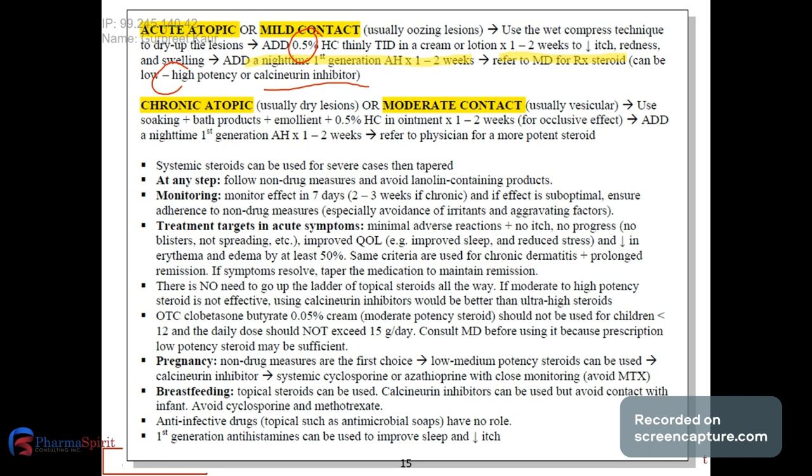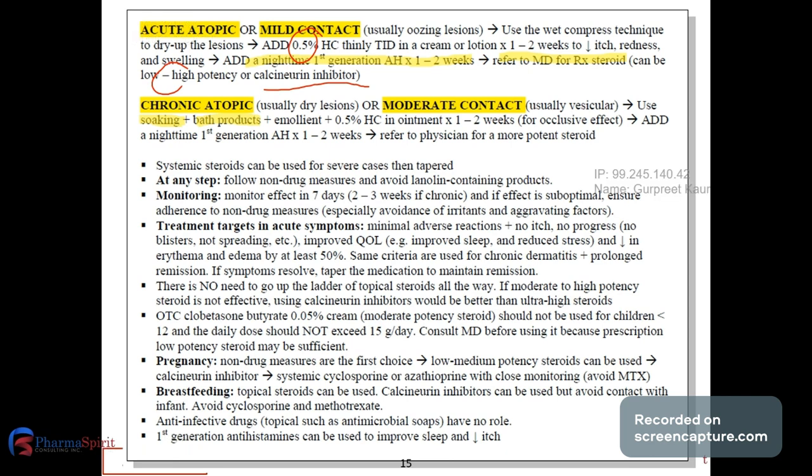The second management will be for the chronic atopic or moderate to severe contact dermatitis. And usually these are dry lesions. Because they are dry lesions, we will use the soaking technique. We said that in the soaking technique, we soak a piece of cloth and we apply it to the affected area for 15 to 20 minutes continuously. The idea is to hydrate the skin. And then we can also use bath products, and we'll talk about the bath products on the next slide. We also can use emollient. As you can see, the target here is to soften the skin. Soaking, bath products, emollient, the idea is to soften the skin.